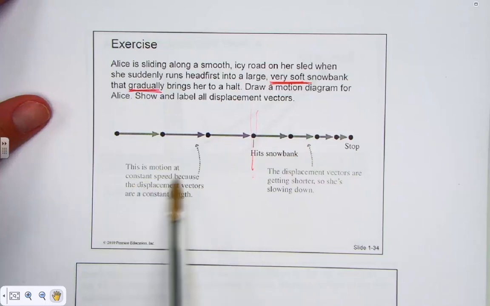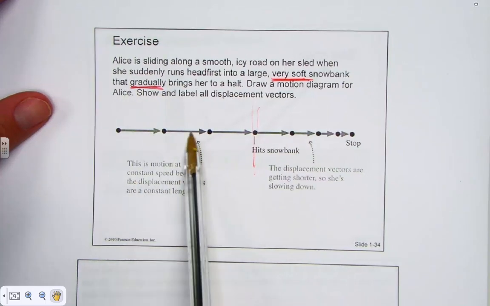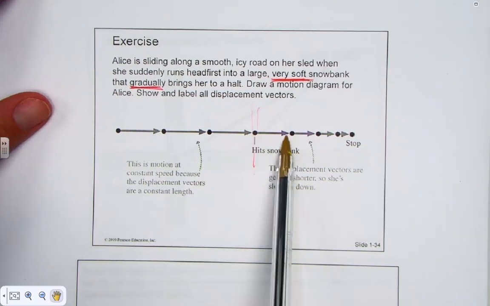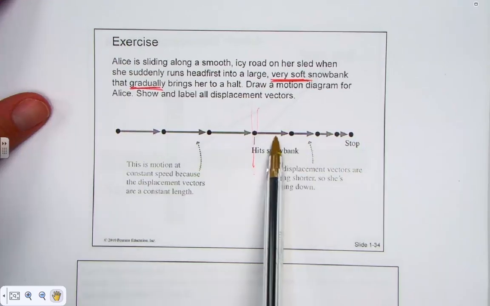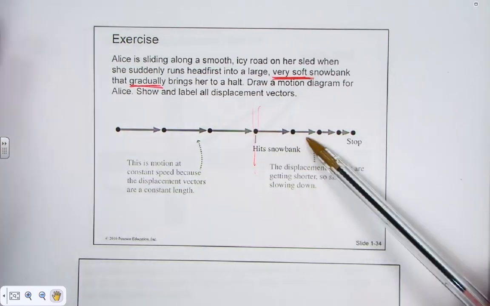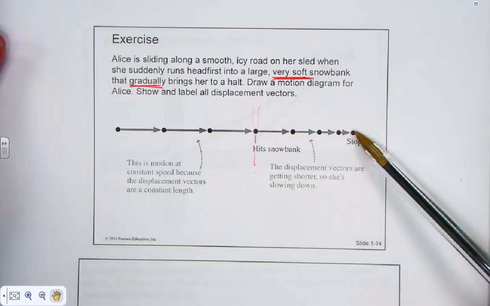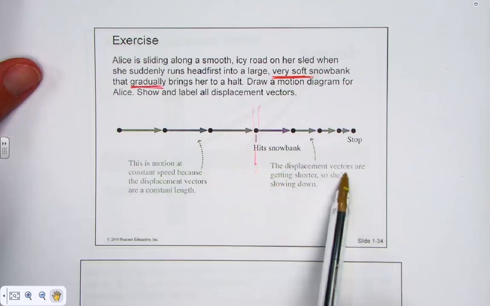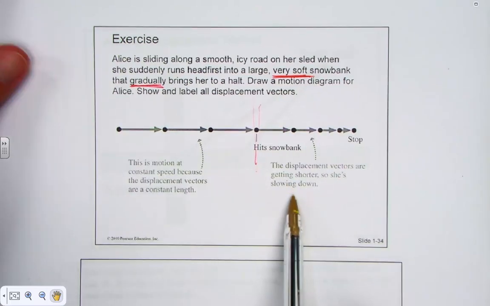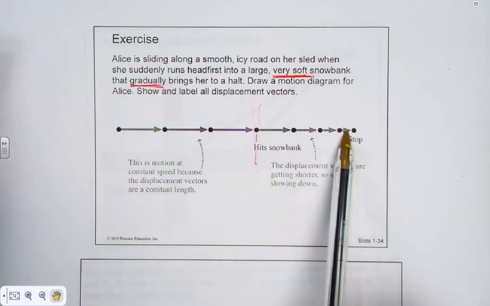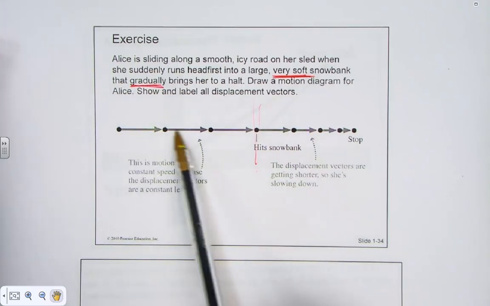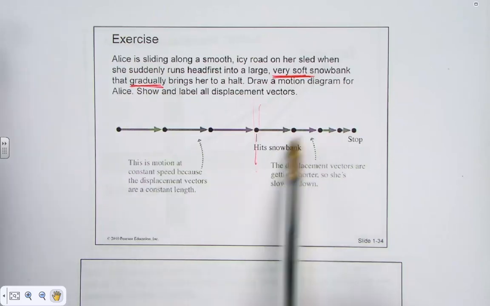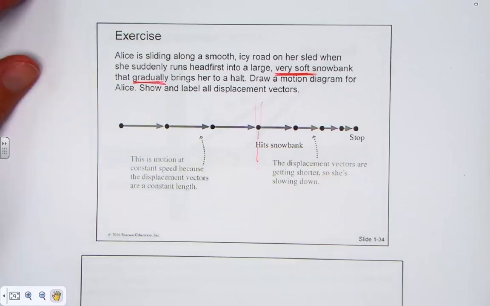The motion here is at constant speed because I can see very much the same length. Then she hits the snowbank. When she hits the snowbank, you see a deceleration. Notice the magnitude of our displacement arrow is getting shorter and shorter and shorter as she gradually came to a halt. Same magnitude represents constant velocity. A shortening of the arrows shows a slowing down of her velocity.